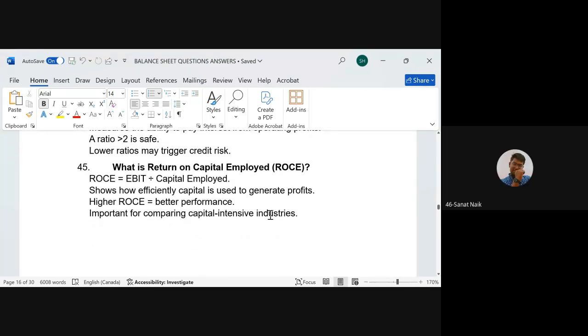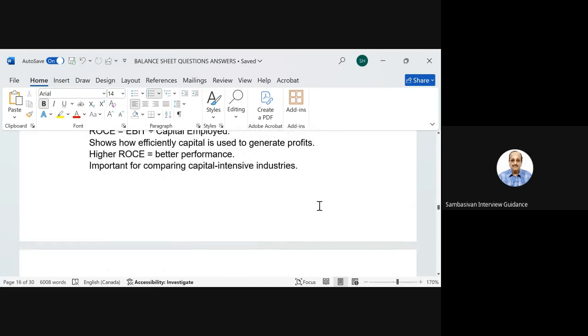What is return on capital employed? ROCE. ROCE is equal to EBIT divided by capital employed. Shows how efficiently capital is used to generate profit. Higher ROCE is equal to better performance. Important for comparing capital intensive industries. Good. Thank you.